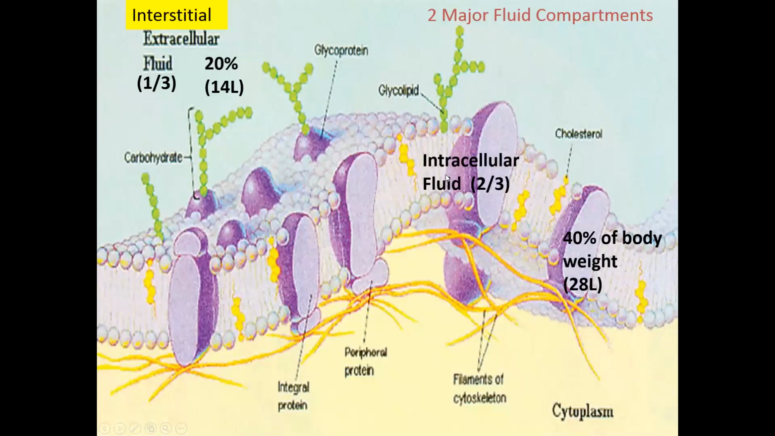So inside of our cells, we have about 2/3 of all of our body fluid, and it's 40% of our body weight. So it's about 25 liters. I have 28 there, but it's about 25 liters. And then we have about 15 liters in the extracellular fluid compartment. The extracellular fluid compartment consists of the interstitial fluid, which is the fluid between the cells, and the fluid in our vascular compartment, which is the fluid in our vascular space.